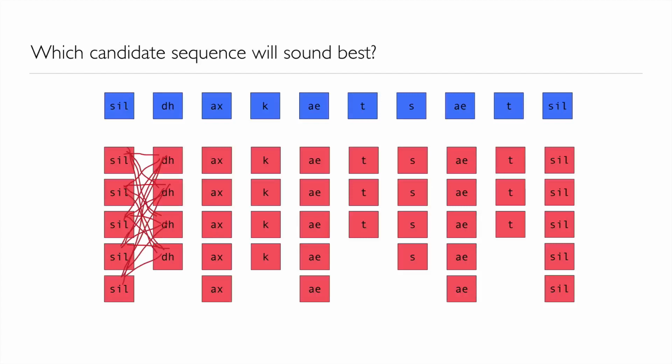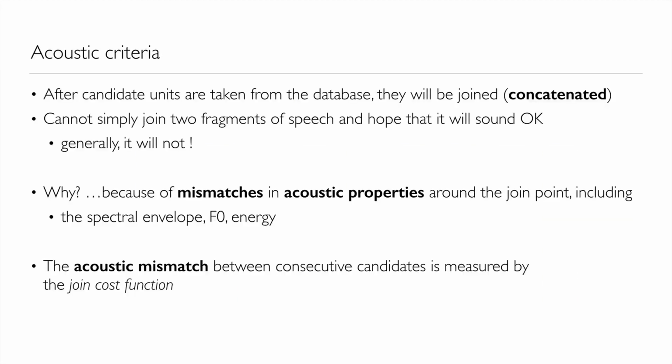And so on for all the other positions. So I have to compute all of these costs, and they have to be taken into account when deciding which overall sequence of candidates is best. So our join cost function has to make a prediction about how perceptible the join will be. Will a listener notice there's a join?